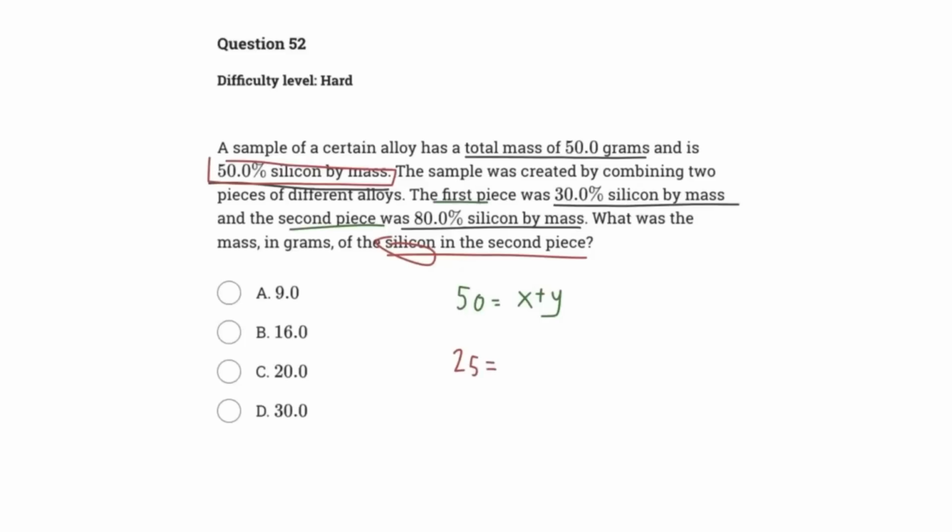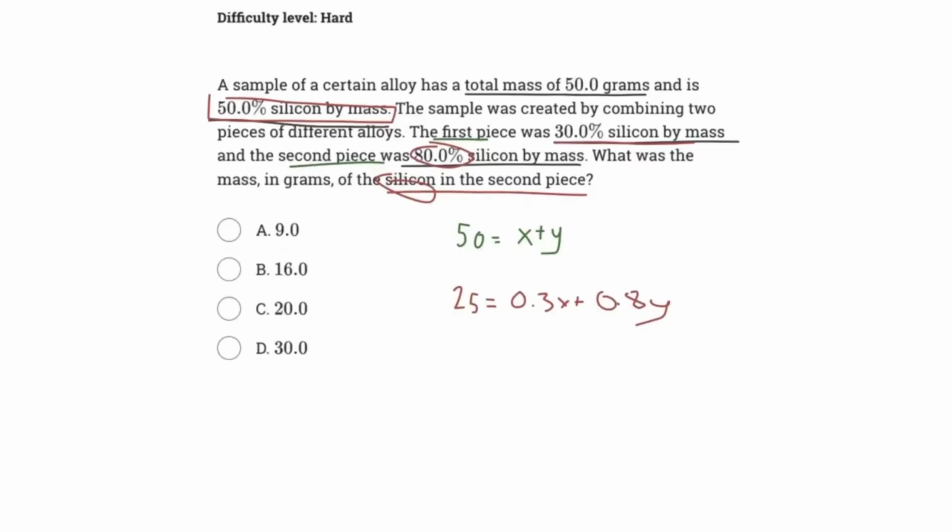We have the first piece, which is 30% silicon by mass, right? So x is the total mass, and therefore now we only have 30% of that for silicon. So we got 0.3x, and now we've got to do the same thing for the second piece, which is 80%. So 0.8 times the total mass. All right, so now that we've got these two equations, we go over to Desmos and plug it in.